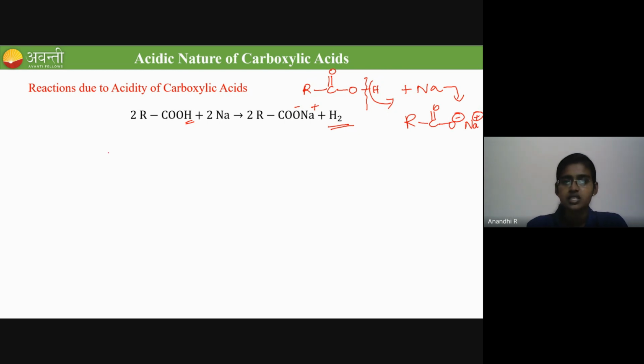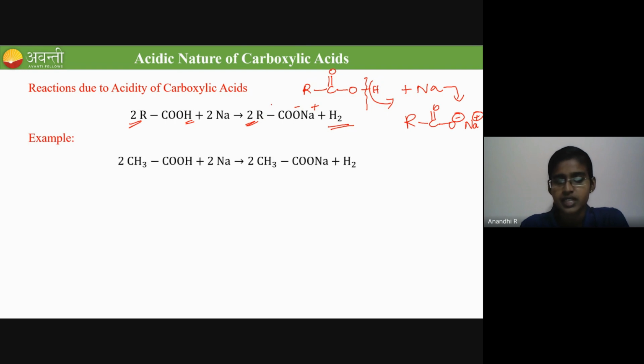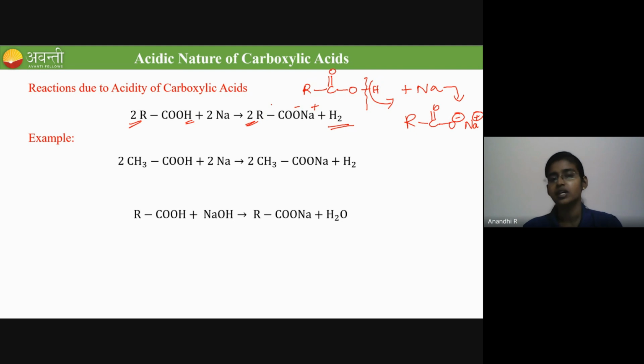Got it? Since we are taking 2 moles of carboxylic acid, we are getting 2 moles of sodium carboxylate here, and 2 hydrogens go out as a hydrogen molecule. Okay, just replace the hydrogen with sodium, that's it. So this is the example you can see. I took 2 moles of ethanoic acid and it forms sodium ethanoate. Now coming to the next reaction.